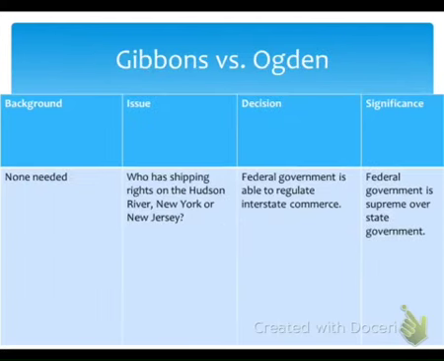Another court case we talked about this year was Gibbons versus Ogden. The issue here was who has shipping rights on the Hudson River, New York or New Jersey. Because this river is in between both states, there was a fight over shipping rights. The decision was the federal government is able to regulate interstate commerce, meaning that if two states are fighting over a business, the national government can step in to decide for them.